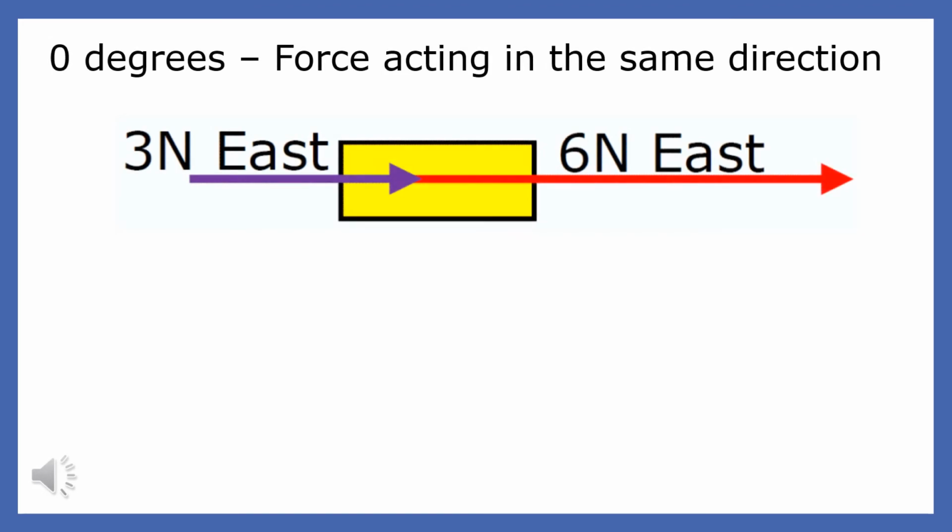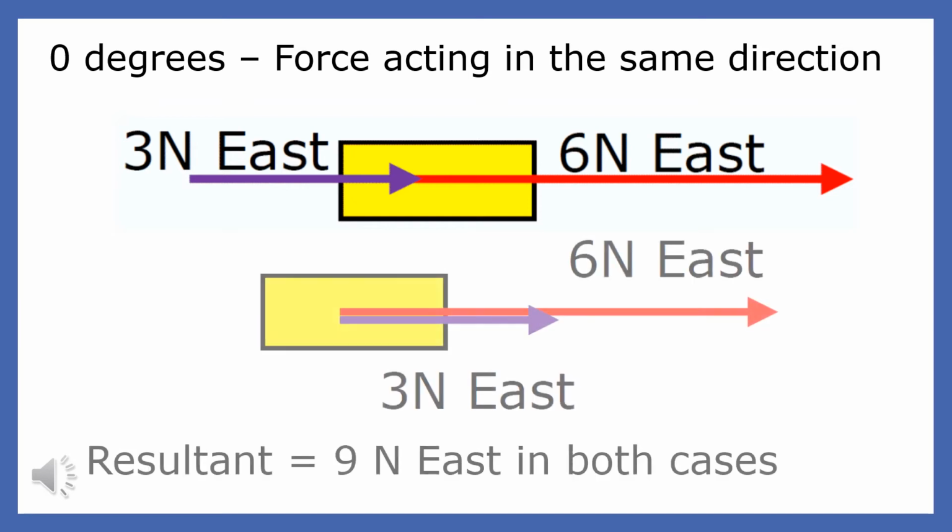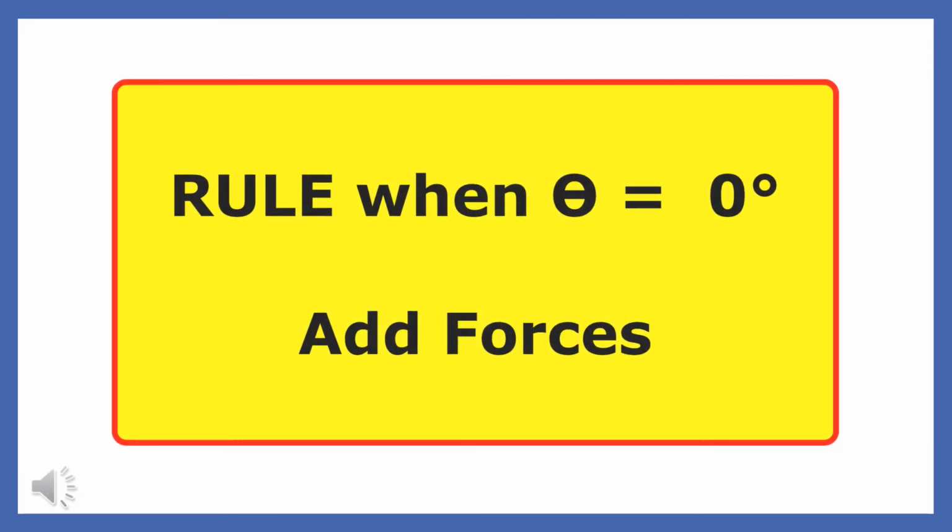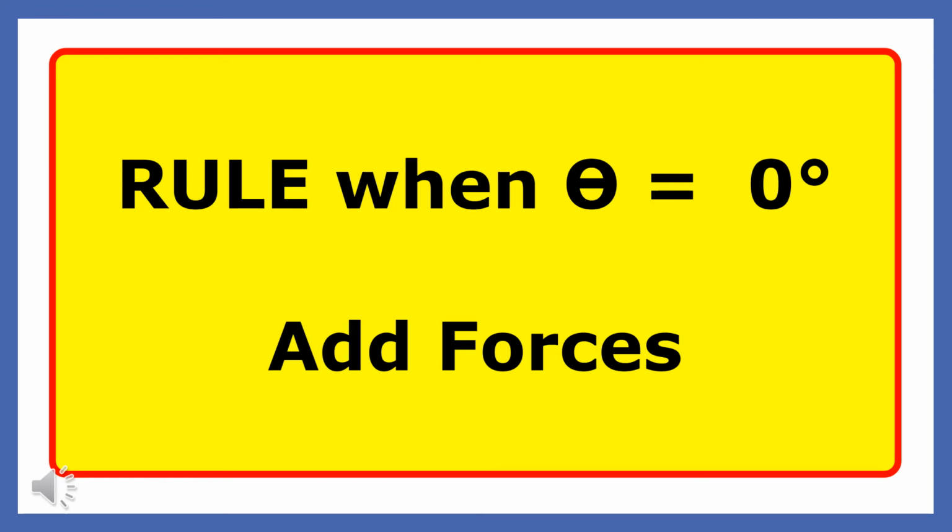It may not be so obvious that the angle between these two forces is 0 degrees, but remember, the angle is 0 degrees when the forces act in the same direction. So even though the second vector drawing looks different than the first, they have the same resultant. So the rule is when two forces are acting in the same direction, the angle is 0 degrees and we add the forces.